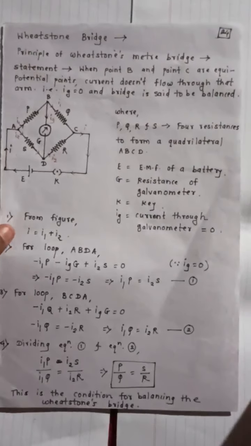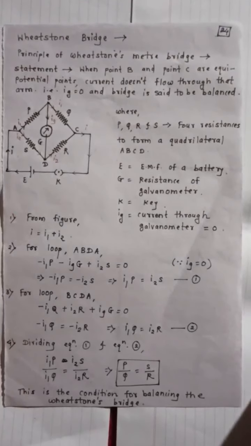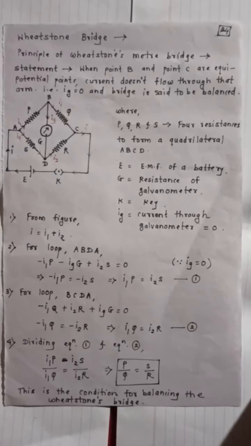The next important article from the chapter, a theory article: Wheatstone's meter bridge. It can be asked for 3 marks in theory. The device was first designed by the scientist Charles Wheatstone. So in memory of the scientist, the device is named Wheatstone's meter bridge.